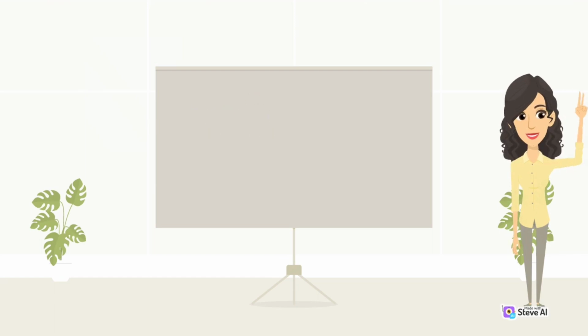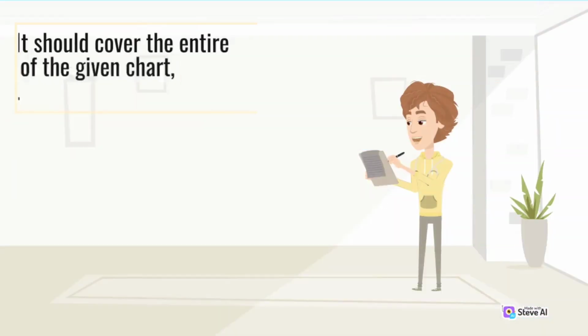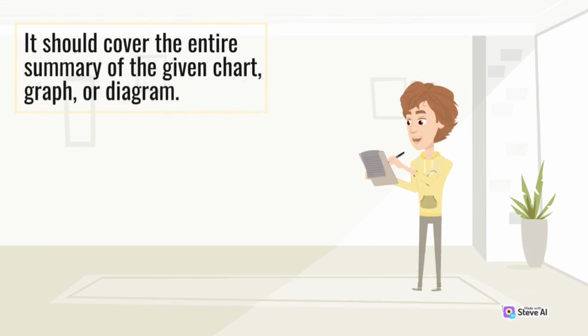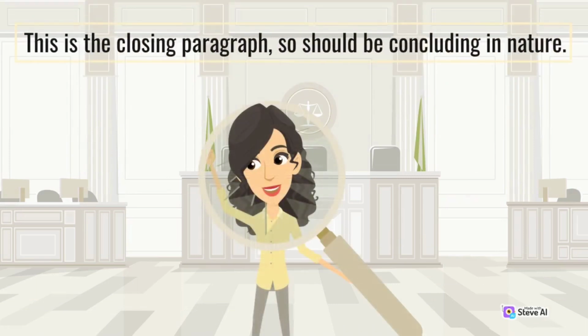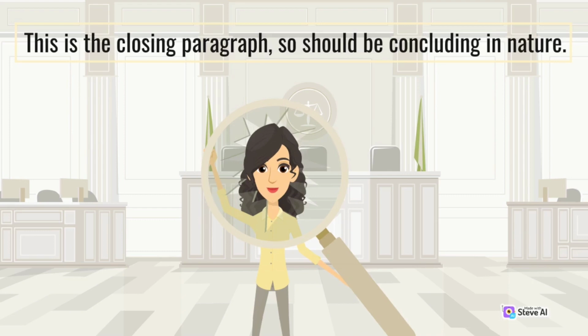Conclusion. It should cover the entire summary of the given chart, graph or diagram. This is the closing paragraph and should be concluding in nature.